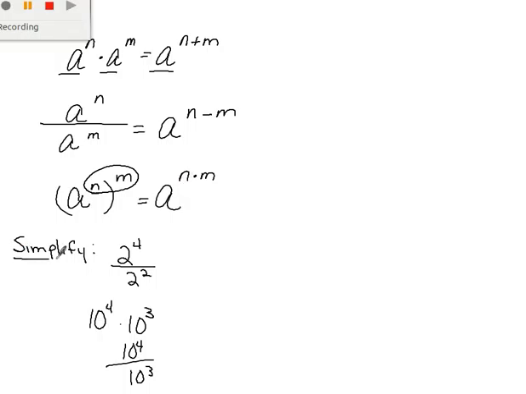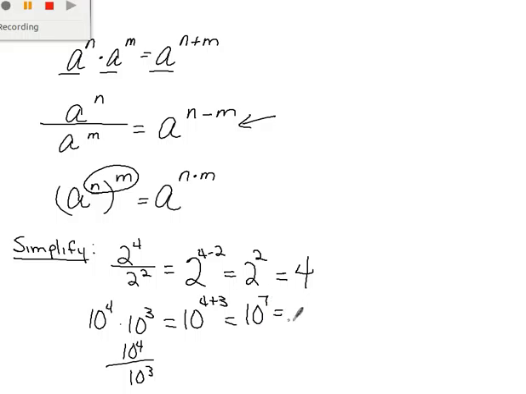Now, if it says to simplify, you not only have to figure out what the new power is, you have to actually solve the problem. So if you had 2 to the 4th divided by 2 squared, you can write 2 to the 4 minus 2 using this formula of division of exponents, and that would equal 2 squared. But now you have to figure out what 2 squared is, and it's 4. If you have 10 to the 4th times 10 to the 3rd, you can write 10 to the 4 plus 3, which equals 10 to the 7th, which is a 1 with 7 zeros.